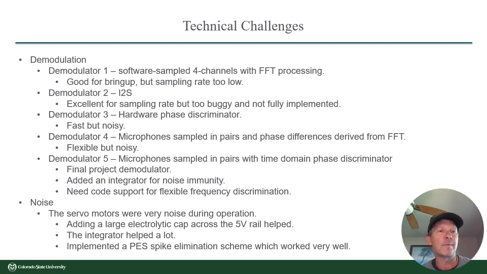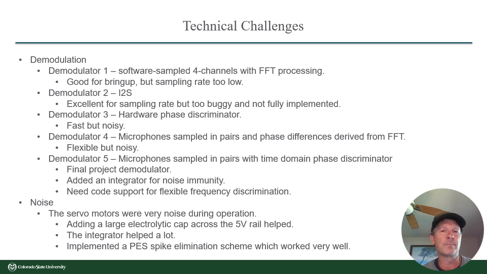For demodulator number 5, microphones were sampled in pairs again to get the double sample rate. And then I used a time domain phase discriminator to demodulate the phase. This is what I used for my final project demodulator. I added an integrator for noise immunity. The last thing I would have wanted to add was code support for flexible frequency discrimination, but I just got it working for a single frequency, and in future expansion I can move to other frequencies or a broader band.